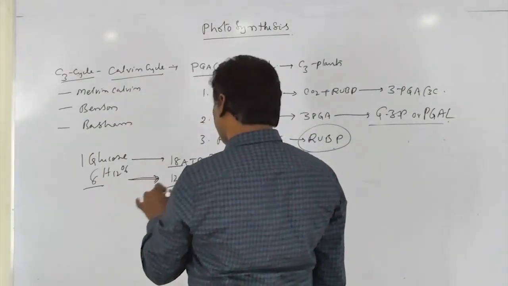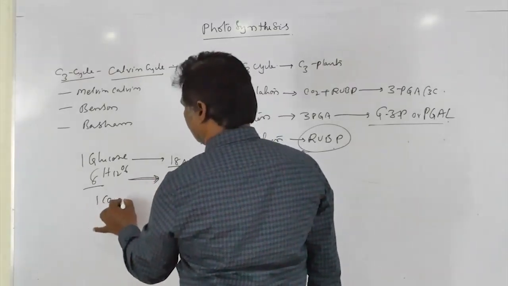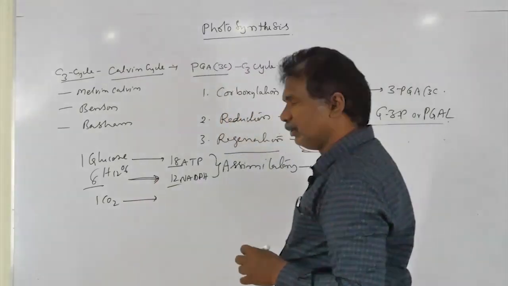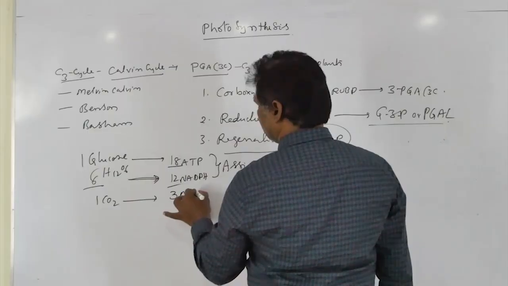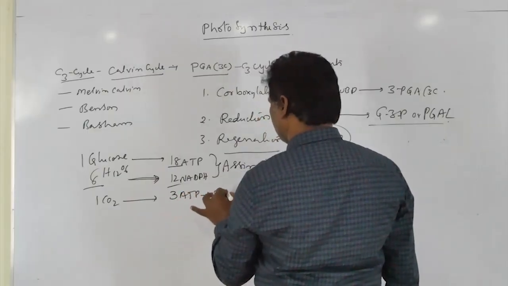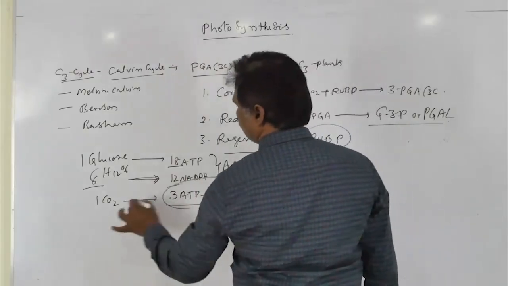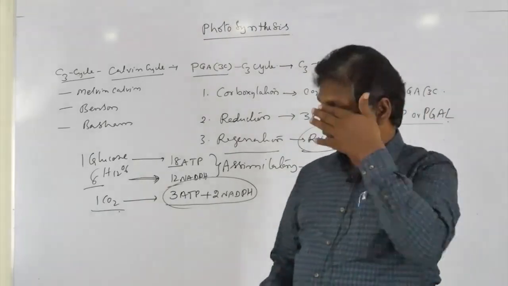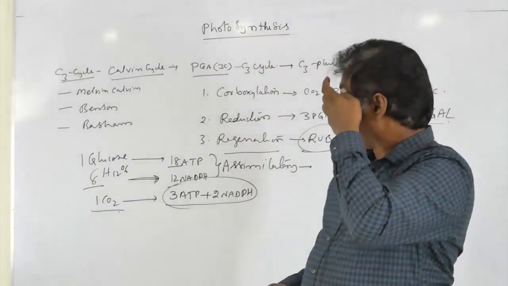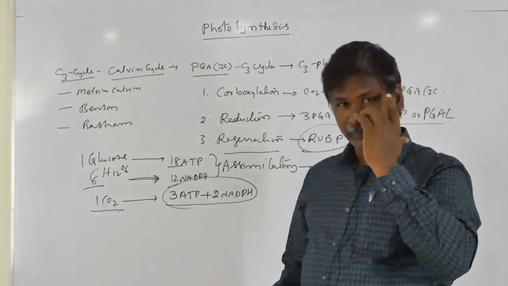But for one carbon dioxide, how much energy is required? For one carbon dioxide, 3 ATP plus 2 NADPH assimilatory power is required for fixation of one carbon during the dark reaction, that is, the Calvin cycle, also called the C3 cycle.